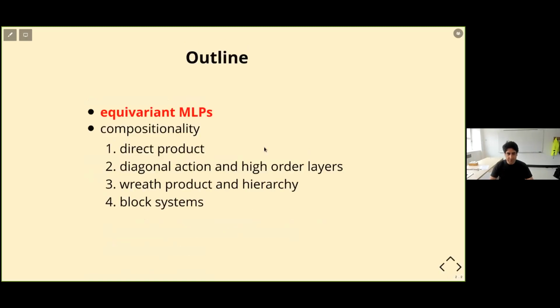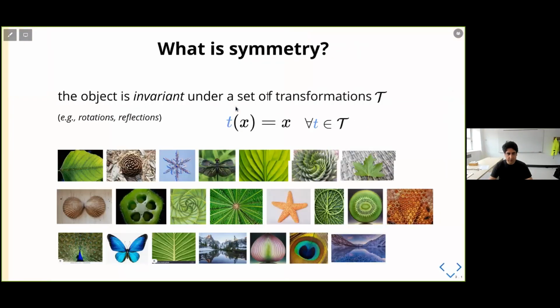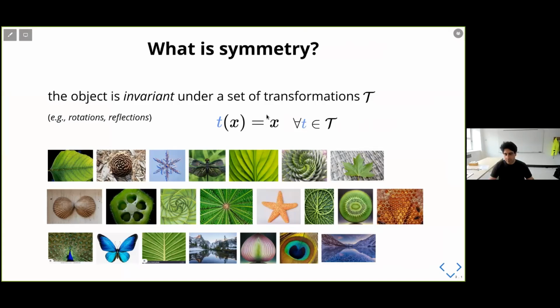First, we want to understand what equivariant MLPs are. So we start with symmetry. As many of you know, the everyday notion of symmetry is defined through a set of transformations. So we have a set of transformations, calligraphic T, and we say some object is symmetric if the transformations of that object leave that object invariant.